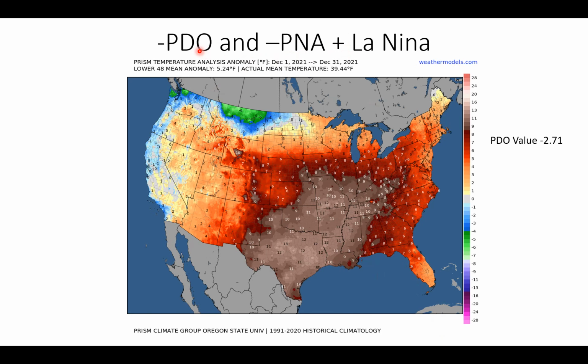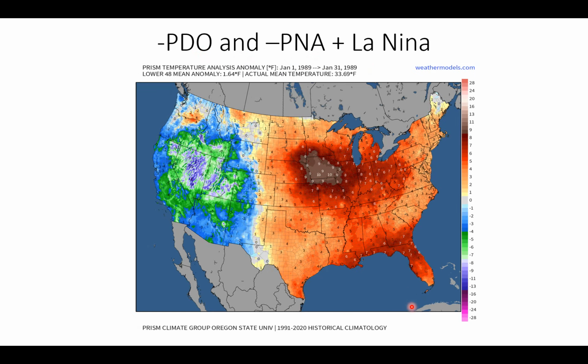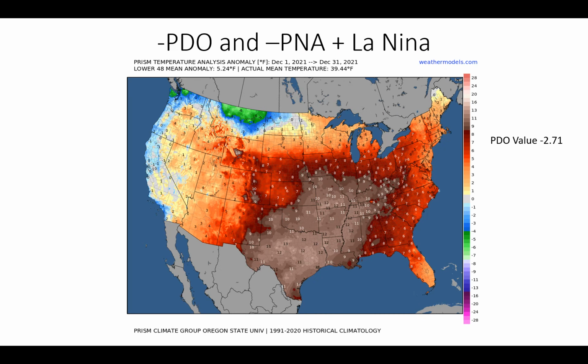Let's take a look now at the negative PDO plus a negative PNA plus a La Nina. And it's going to be similar to what we looked at here, except we're going to look at a different winter month. We're looking at December of 2021. This is fairly recent. By the way, the PDO value in December 2021 was negative 2.71. I just threw that on here.